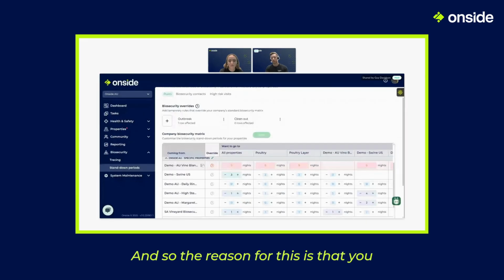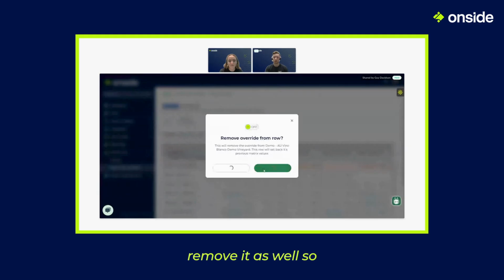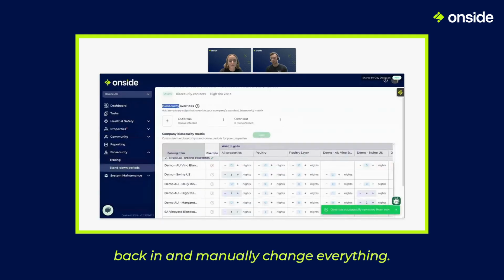The reason for this is that you can put it in place as and when it needs to be, and then you can easily just remove it as well, so that you don't have to come back in and manually change everything.